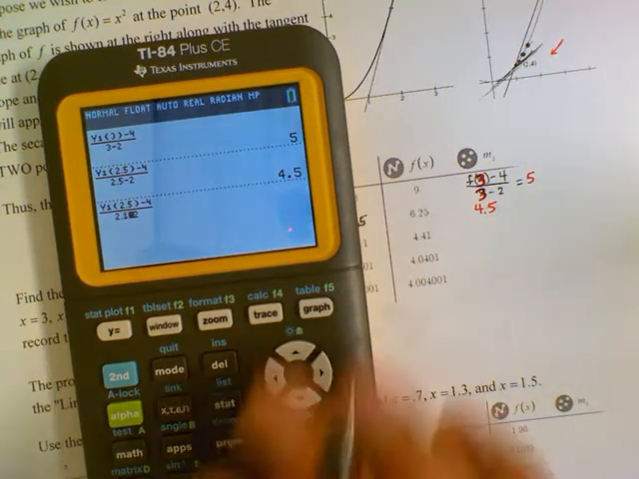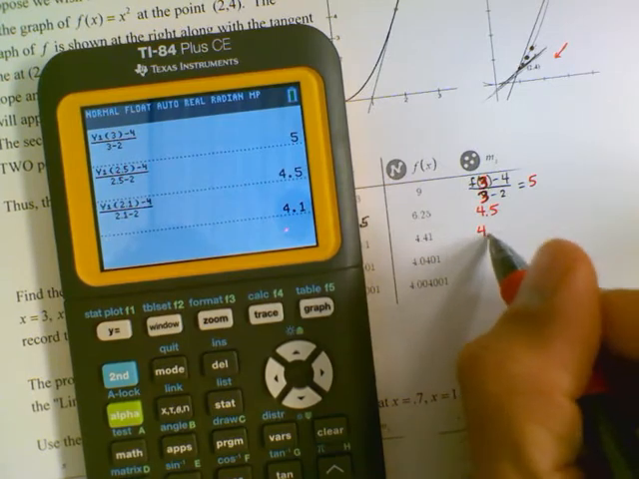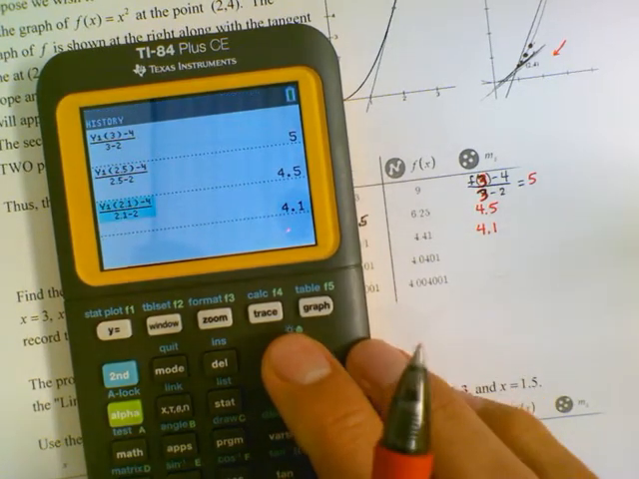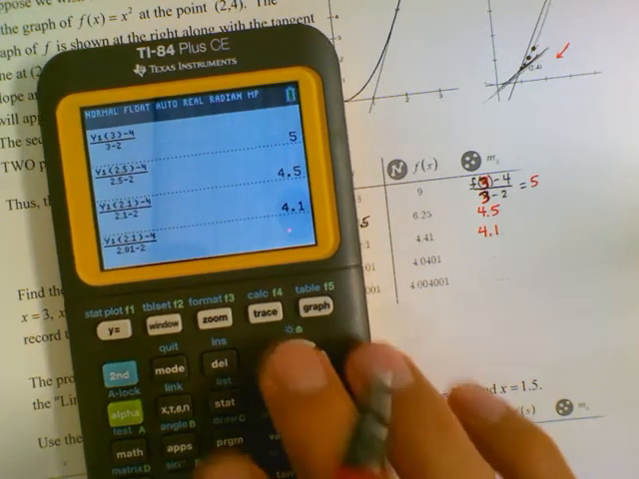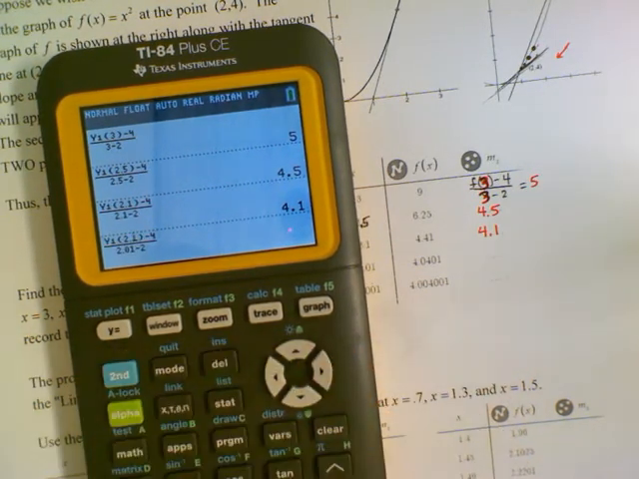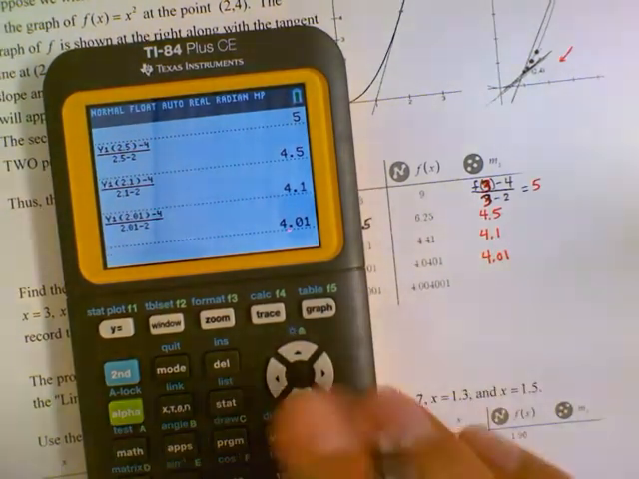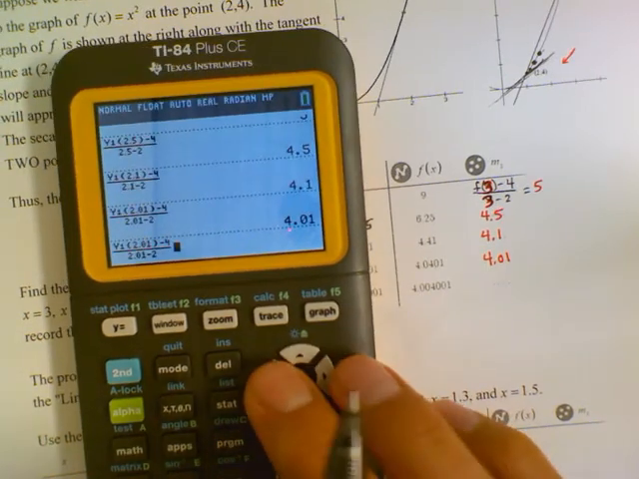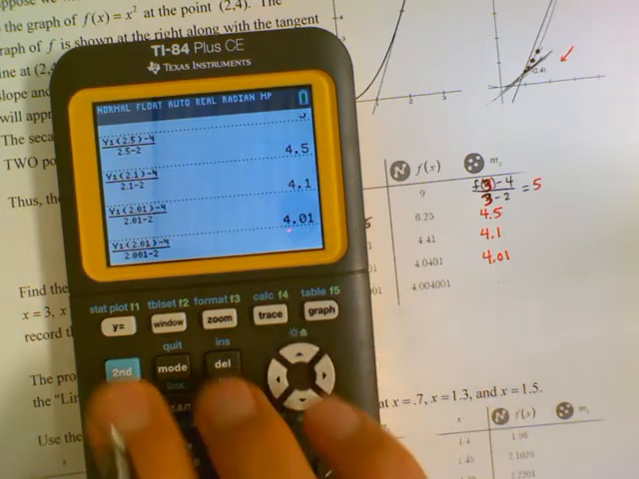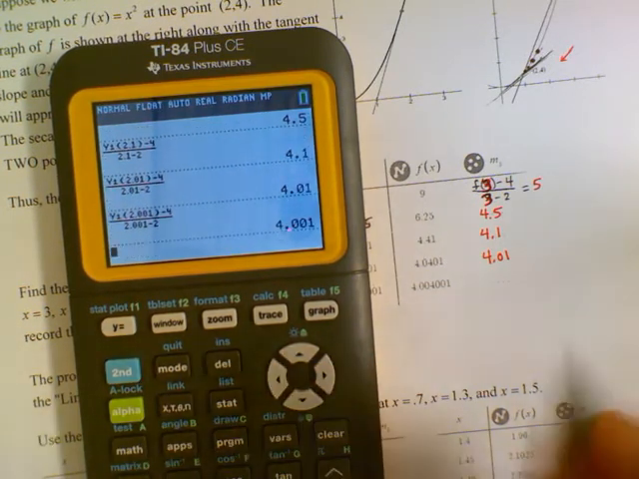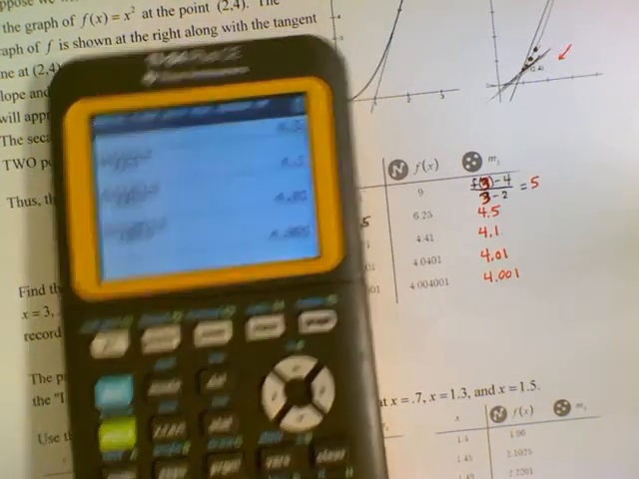We'll change it to a 2.1. And now I'm getting 4.1. All right. And instead of 2.1, what if I typed in 2.01? You're seeing 4.01 now. Okay, I'm getting a pretty good guess on what I think the slope might be exactly, right? So I'm going to insert another 0 there. And now I'm getting 4.001.